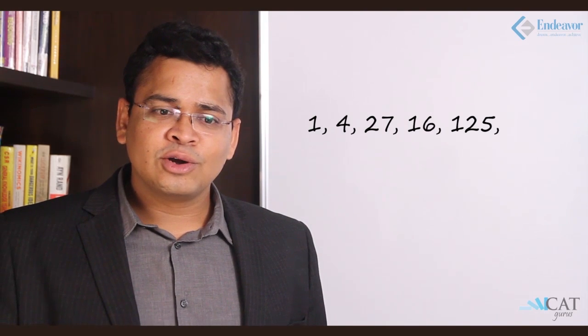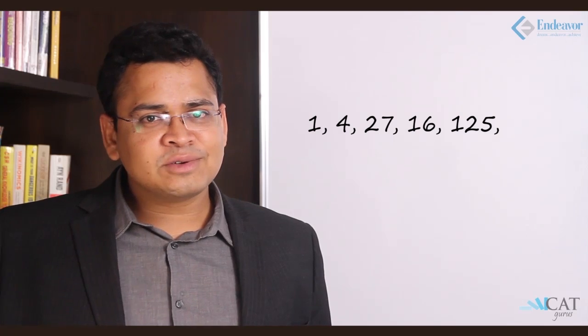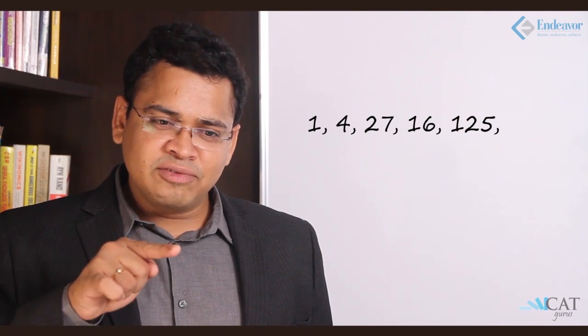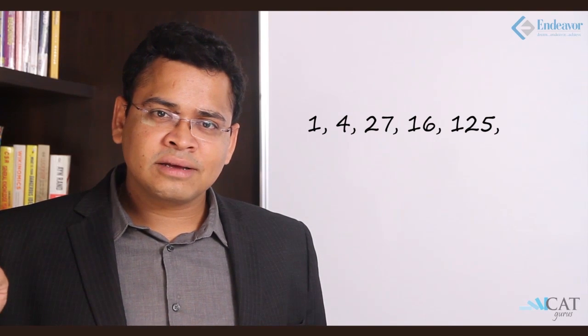Another variety that we see is the square and cube series. These are visible. Sometimes cosmetically you get the answers also. Say for example 1, 4, 27, 16, 125. The alternate one that you jump, that is 1 is a cube, 27 is a cube, 125 is a cube. Similarly 4 is a square, 16 is a square. So the next one we are looking forward to is a square.